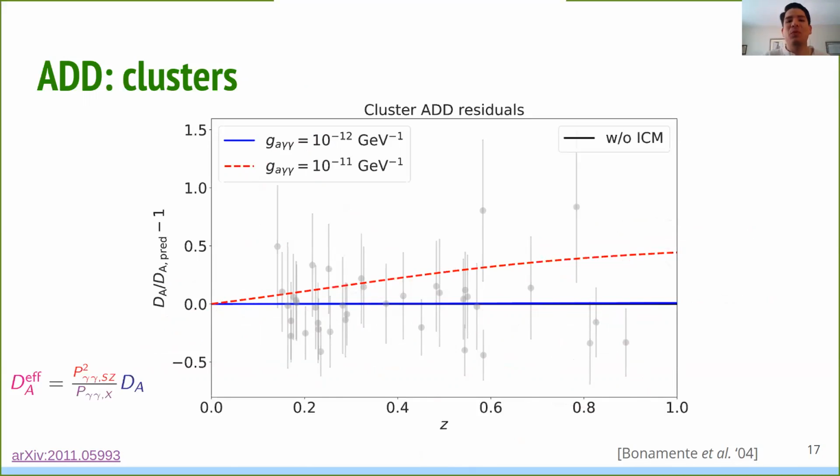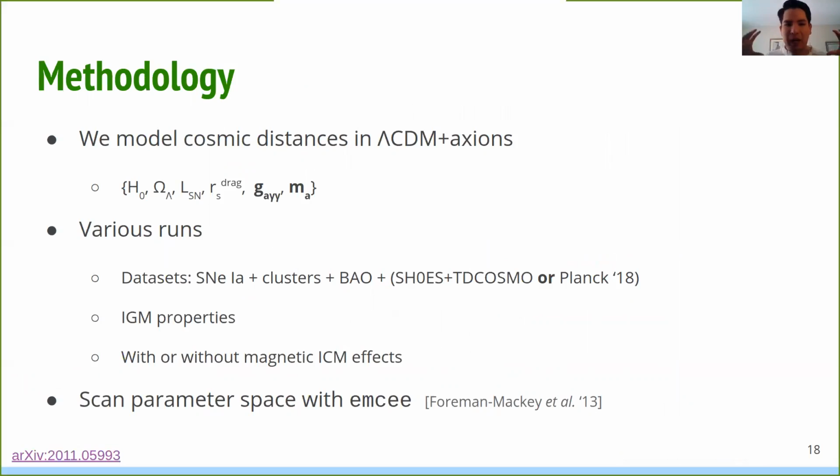So that's very nice. We can then put these datasets together and consider the parameters from lambda CDM and axions, such as the coupling or the axion mass, and fit these parameters to the data and see what values of the parameter space from the axions are ruled out. We consider supernova datasets from Pantheon, clusters from the Buen-Abad set that I showed you, and BAO. We also consider measurements of the Hubble constant, which is one of the parameters, from either SH0ES and TD Cosmo or Planck, which, as you might know, are in disagreement.